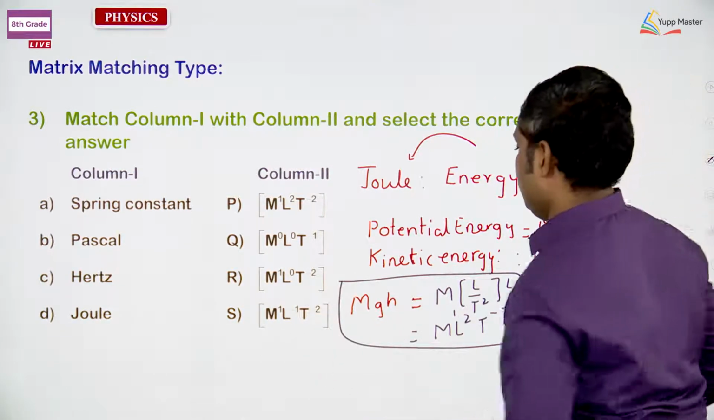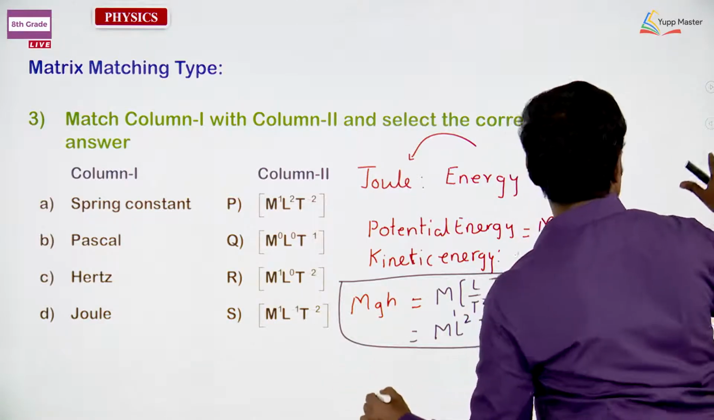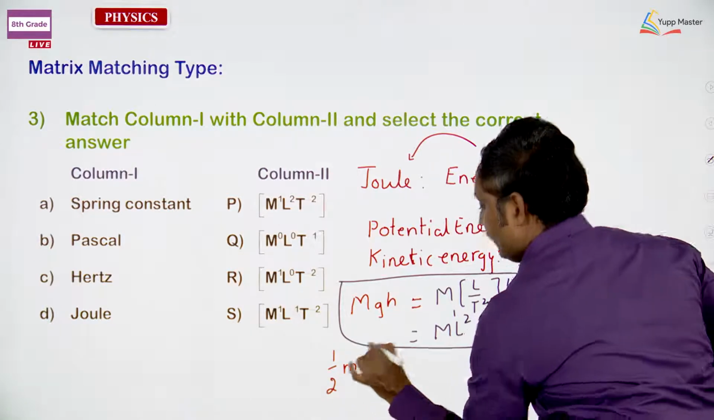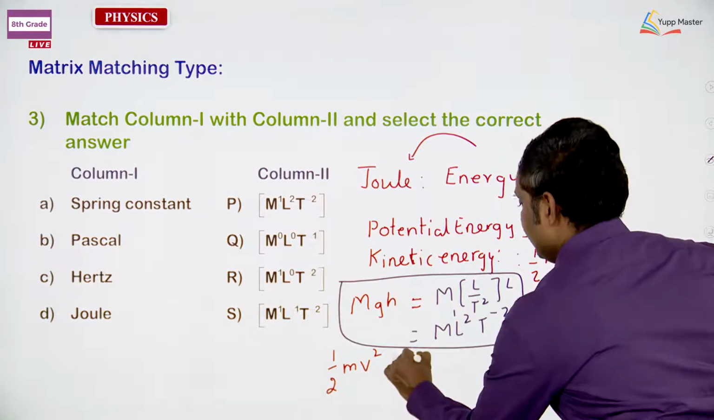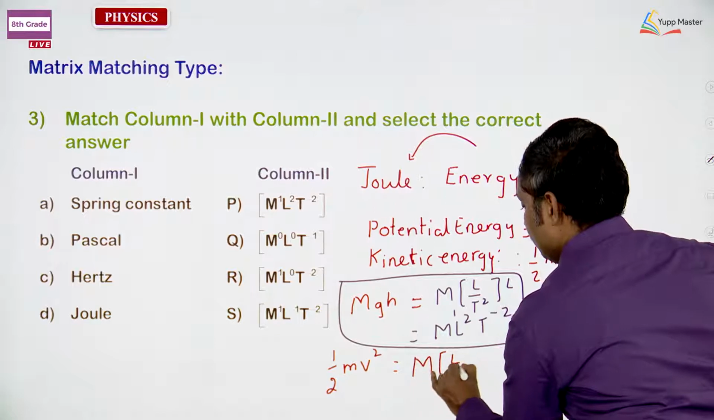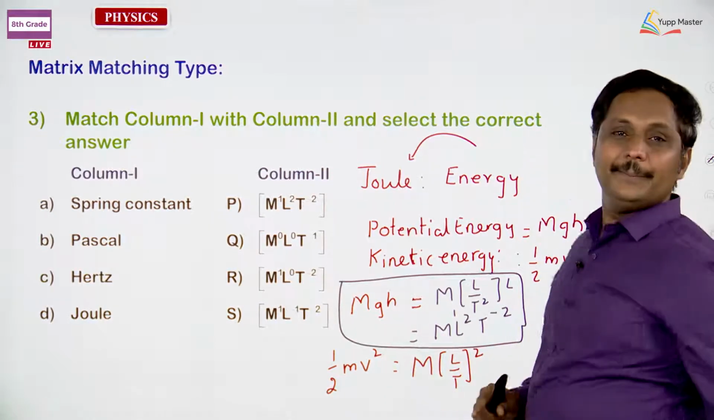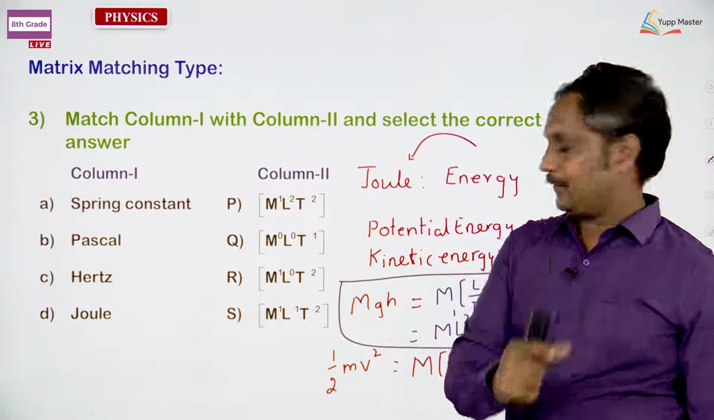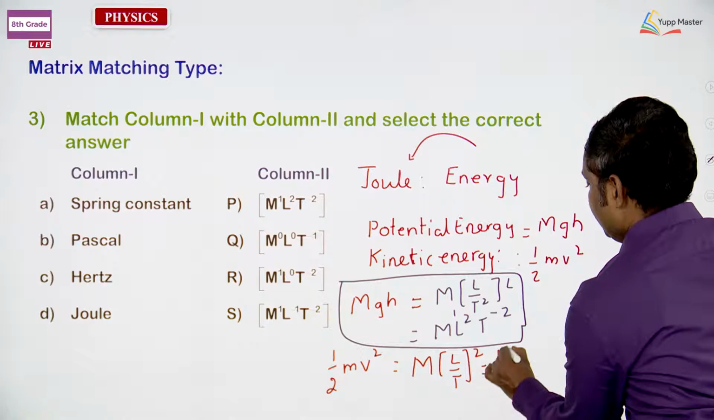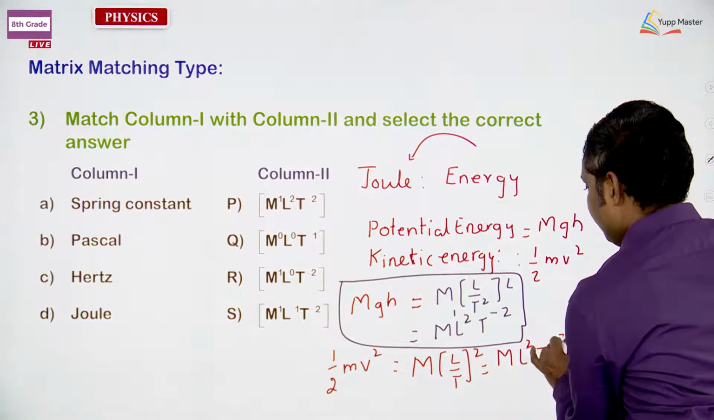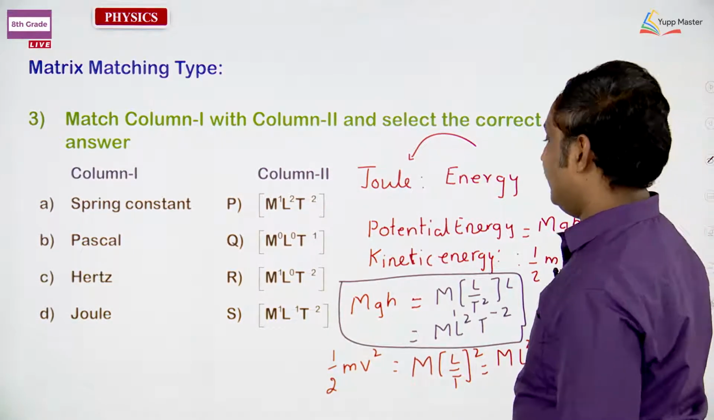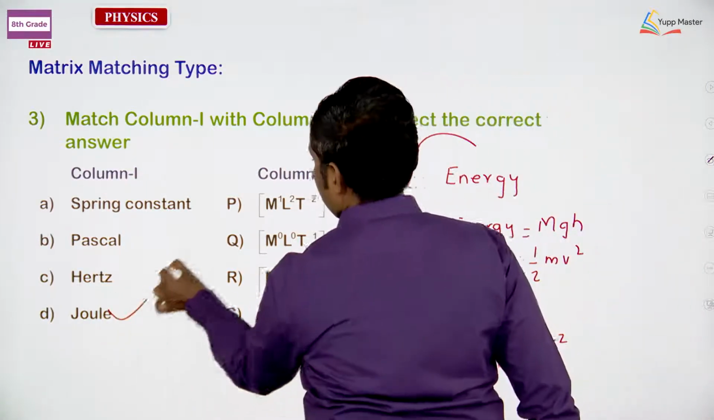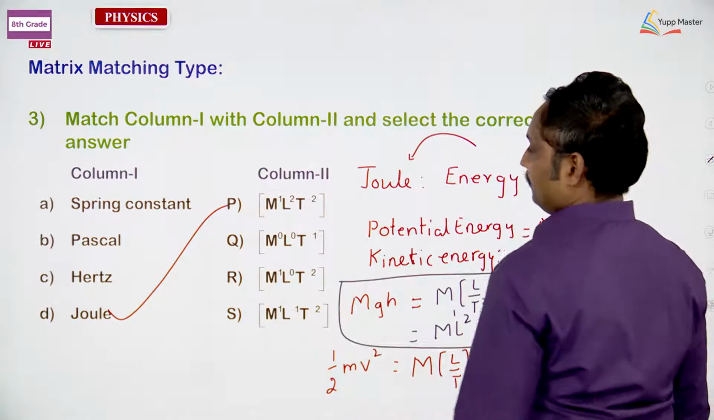And next one, kinetic energy, you can take half mv square. It can be represented as m into L by T whole square. Why do we get that velocity? It is displacement by time. Already we have discussed, that is m L square T minus 2. Just you can take that. This is the first one.